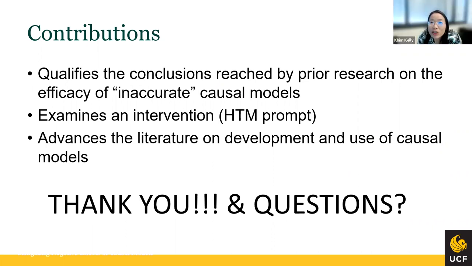Yeah, that's an awesome question, and I say awesome because our reviewers asked the same thing. One of the key questions was the way we implemented the HTM was a very measured tone. We did not give them what we call a directional HTM. We did not tell them, please actively think about how your firm's causal model could be wrong. Instead, it was just a very neutral HTM.